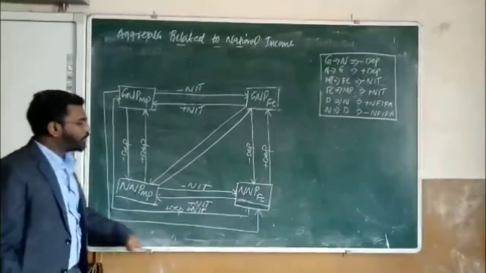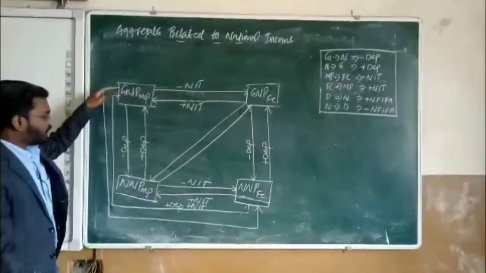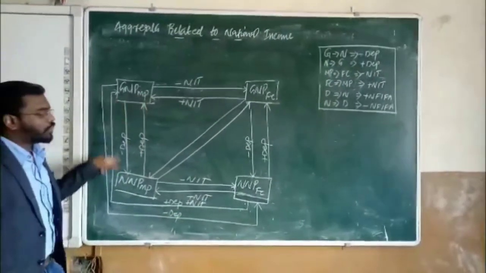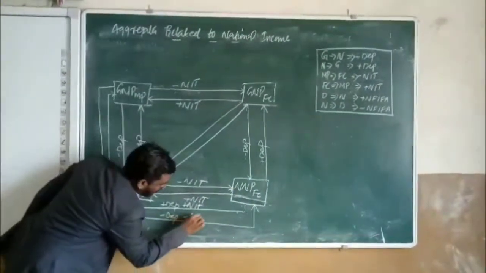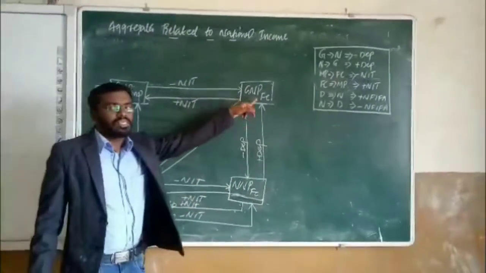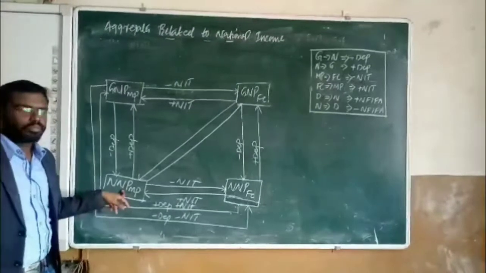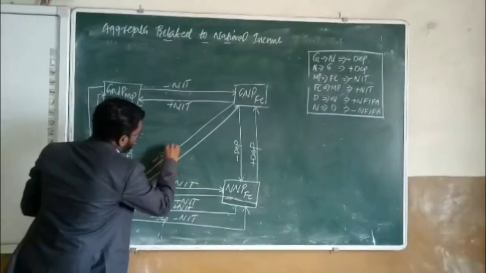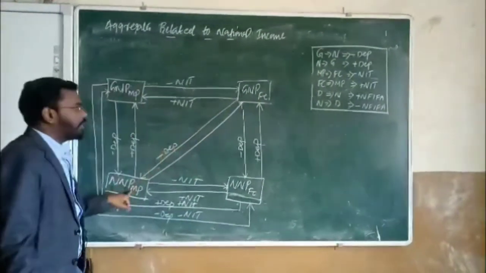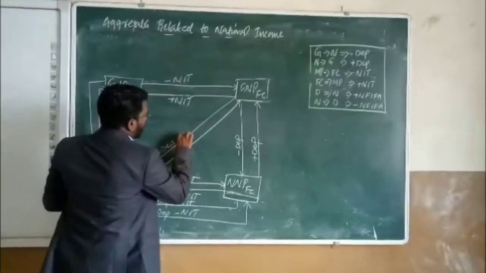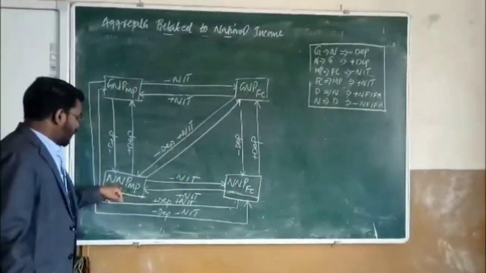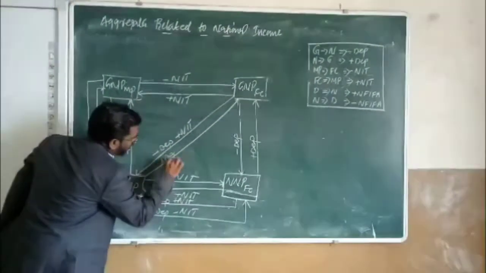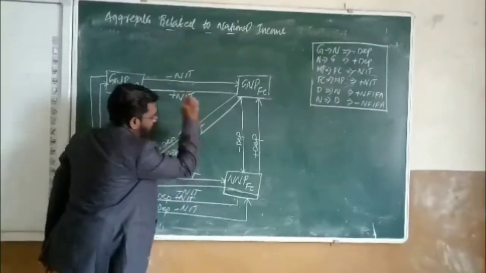Next one, GNPMP into NNPFC. Firstly we convert G into N by subtracting depreciation. Now MP into FC by subtracting NIT. And the last one, GNPFC into NNPMP. First we convert G into N by subtracting depreciation. Next FC into MP means by adding NIT. Next one, NNPMP into GNPFC, just opposite of this one, that is plus depreciation and minus NIT.